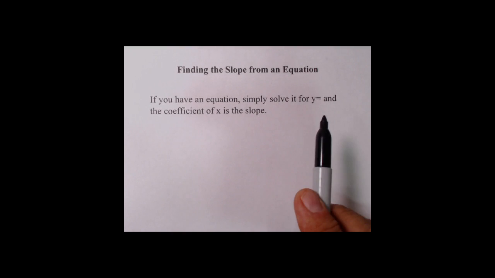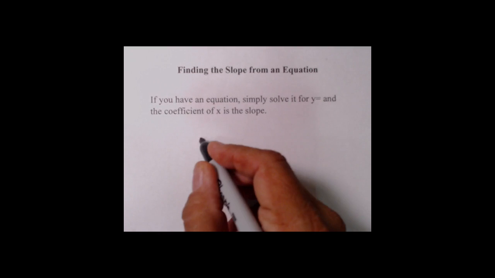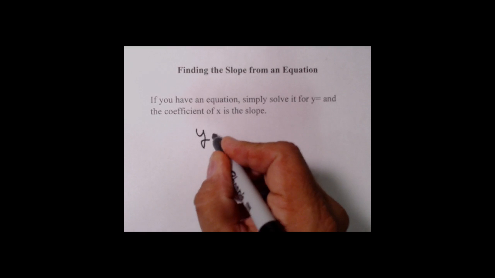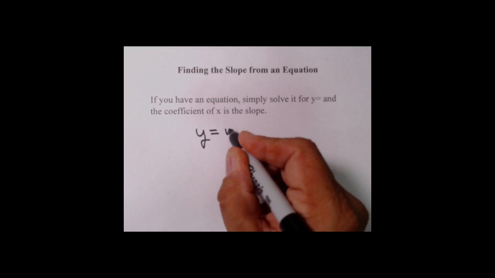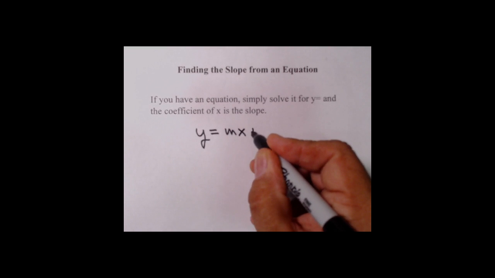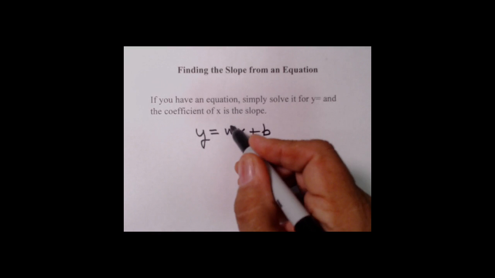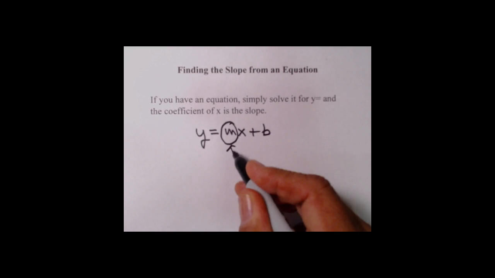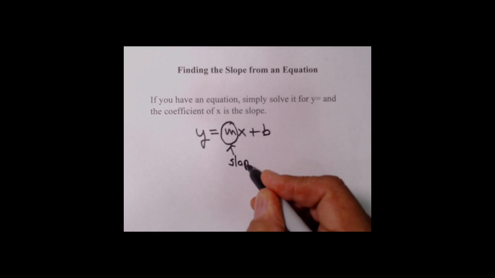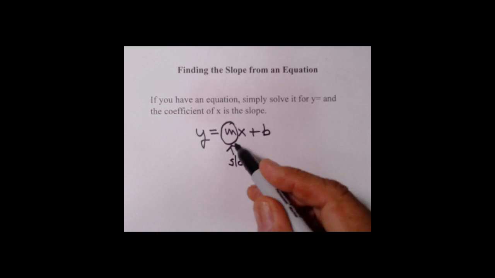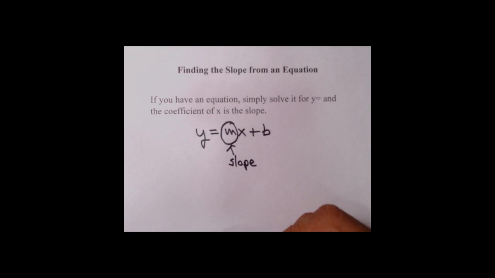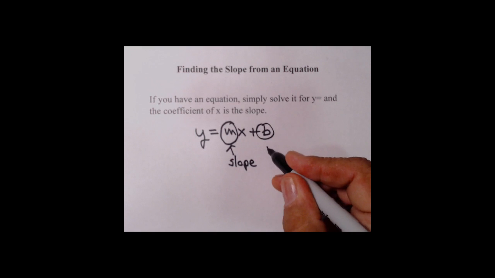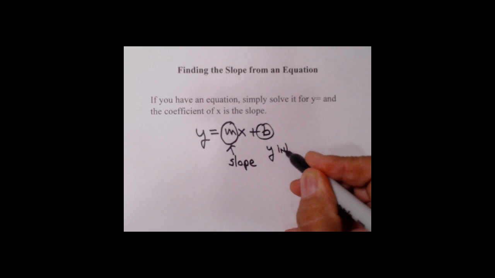You solve it for y equals, and here's the secret we have to tell you. When you have the equation in the y equals form, then it looks like this. Whatever is in front of the x is the slope. Now, we've used the letter M before. It's the letter that's used in math to indicate slope. And the B here is the y-intercept.